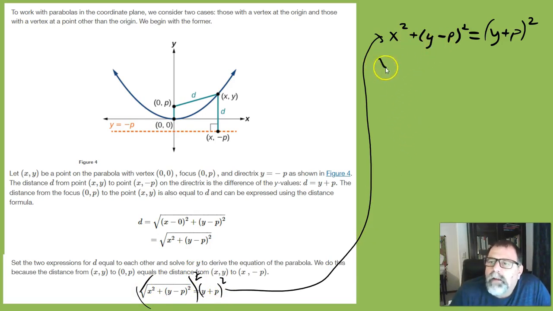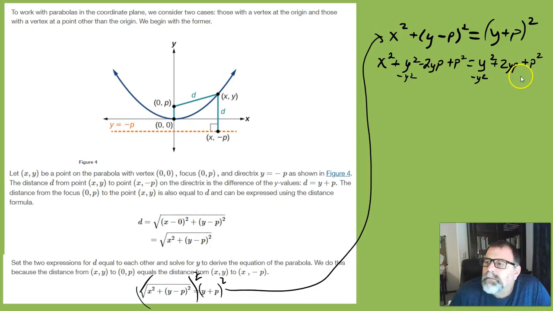Let's multiply this out using the square formula. So that's y squared minus 2yp plus p squared. Multiply this one out: y squared plus 2yp plus p squared. I guess we can switch the p and the y, which I will in the next step. All right, so I can subtract y squared from both sides. Subtract p squared from both sides. See, those cancel.